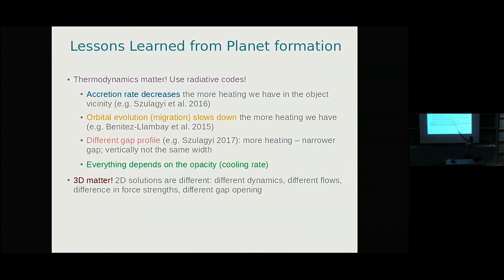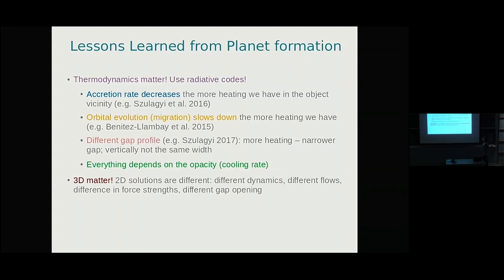For us, it's clear now that the thermodynamics matter a lot, and I personally advocate for using radiative simulations. We have found the more heating you have, the less accretion you're going to get, and also the torques are different. The more heating you have, the more likely the object is going to migrate outward. Then we have different gap profiles if we have radiative simulations versus isothermal. So all in all, everything depends on the opacity, or in other words, the cooling rate. So that's why we need to break away from the isothermal.